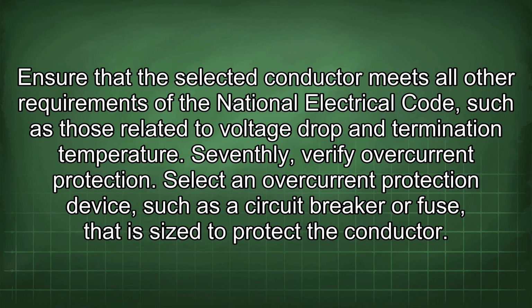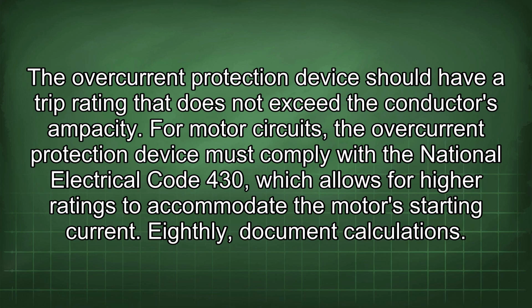Seventhly, verify overcurrent protection. Select an overcurrent protection device, such as a circuit breaker or fuse, that is sized to protect the conductor. The overcurrent protection device should have a trip rating that does not exceed the conductor's ampacity. For motor circuits, the overcurrent protection device must comply with the National Electrical Code 430, which allows for higher ratings to accommodate the motor's starting current.